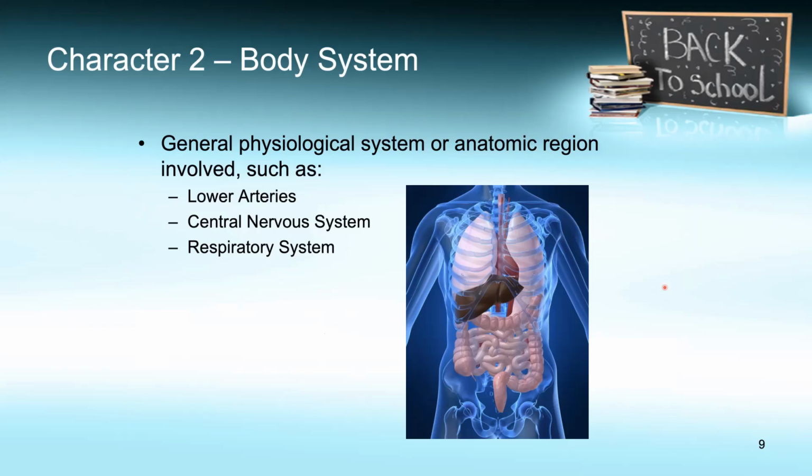Up next, we have our second character of the code, which is your body system. The body system provides information related to the general physiological system or anatomical region on which the procedure was performed. So some examples are going to be like your central nervous system, your peripheral nervous system, the heart and great vessels, upper arteries, lower arteries, your eye, ears, nose, your respiratory system, muscles, tendons, that sort of thing. So those are just a few examples of what to be looking for in terms of a body system.